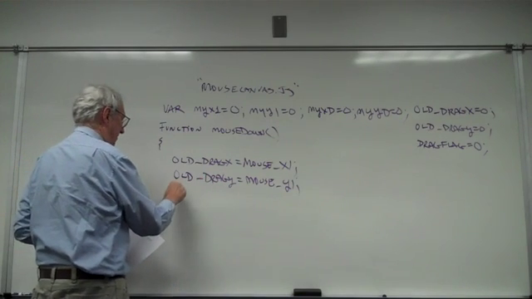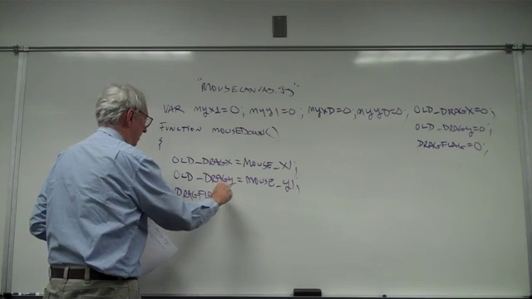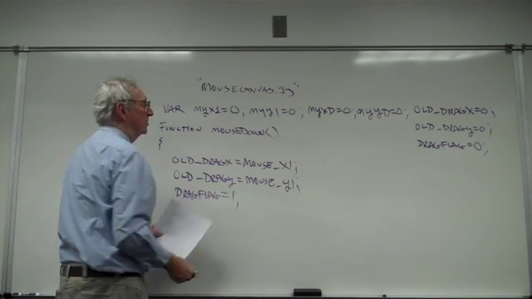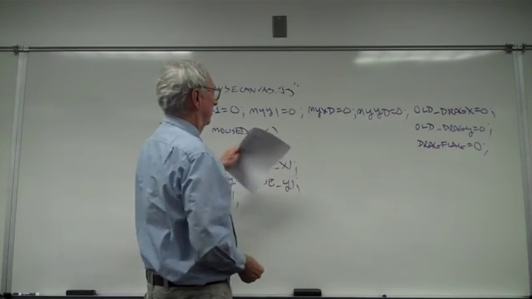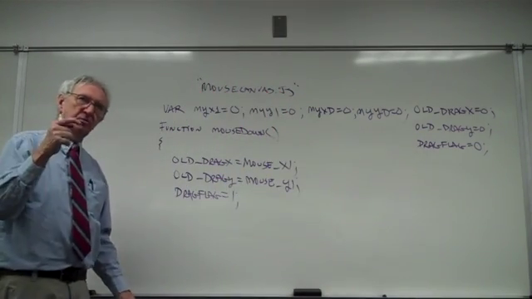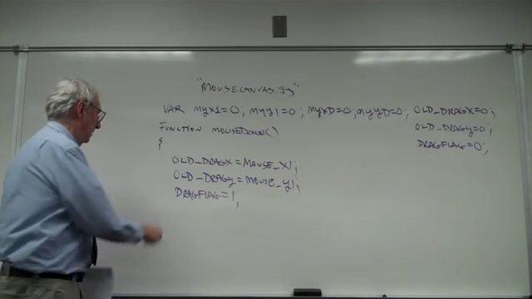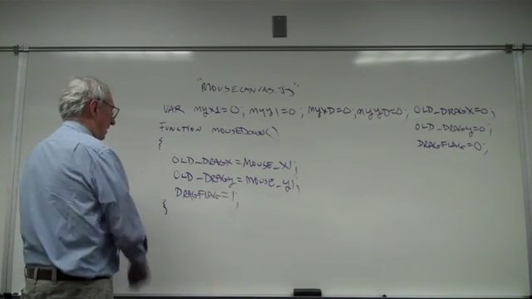Then I turn on the flag. I say drag flag equals 1. It was 0 to start with. Did I put it up there anywhere? I hope I did. Yeah, there it is, 0. So 0 means you're not dragging, 1 means you are dragging. So when I go down, I know I'm about to drag, so I turn that thing on. So there it is right there.